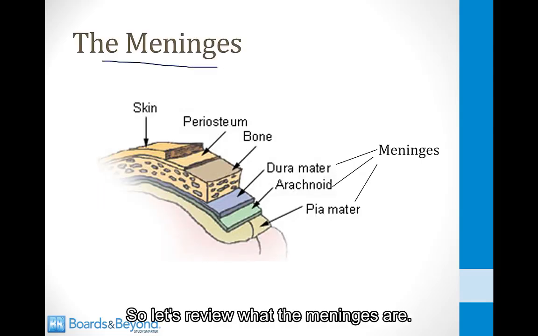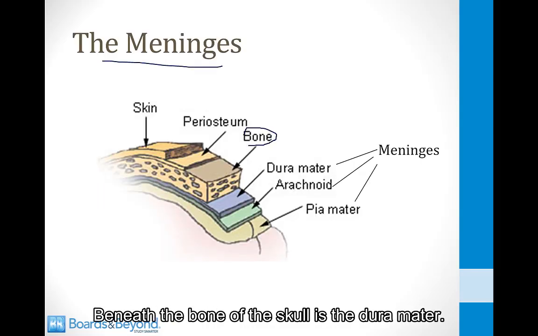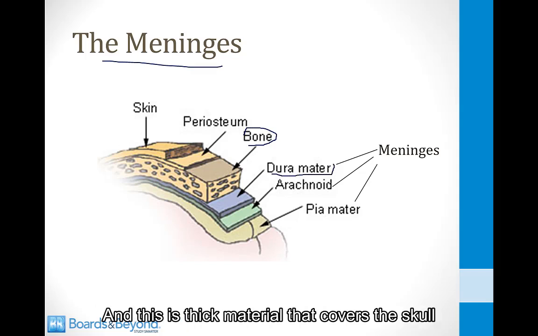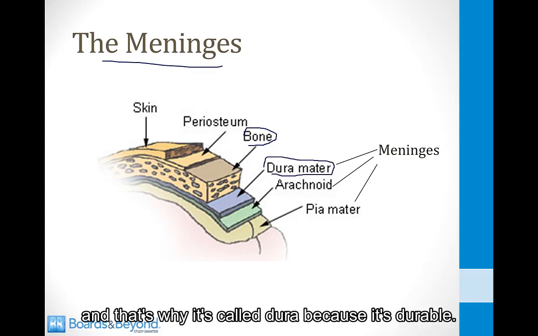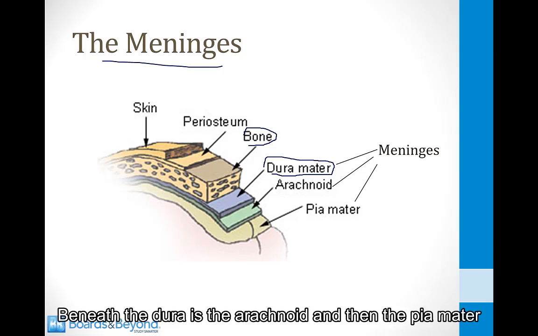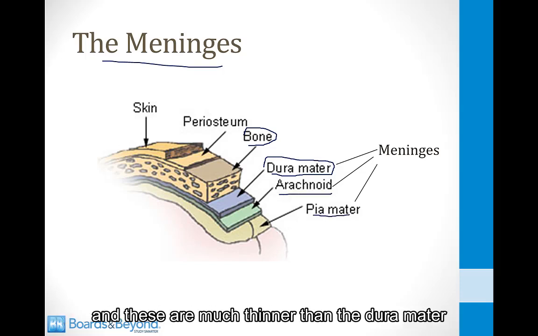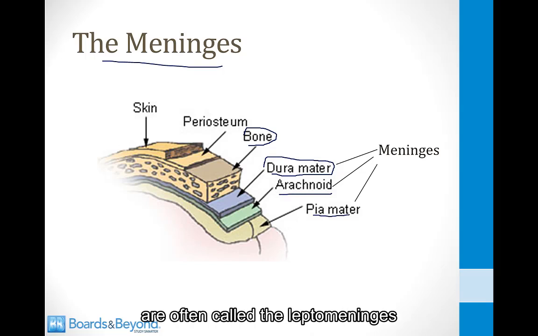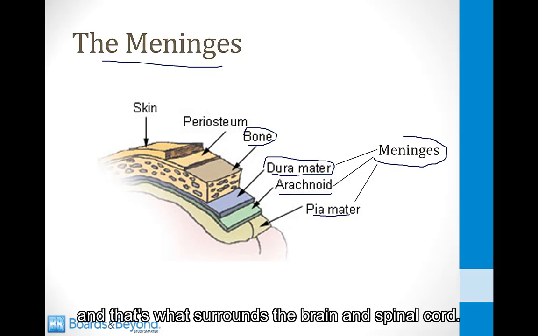So let's review what the meninges are. Beneath the bone of the skull is the dura mater, and this is thick material that covers the skull, and that's why it's called dura, because it's durable. Beneath the dura is the arachnoid and then the pia mater, and these are much thinner than the dura mater, and the arachnoid and the pia are often called the leptomeninges, and the dura, arachnoid, and pia together are all called the meninges, and that's what surrounds the brain and spinal cord.